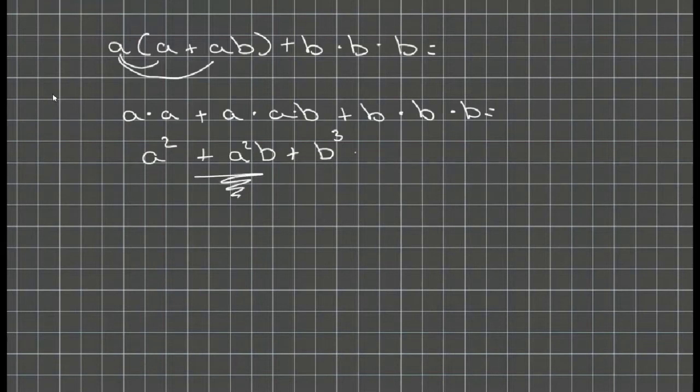This is my final answer, because a squared is not the same as a squared b, which is not the same as b cubed. So keep that in mind when you're working with letters and powers, that a is not the same as a to the power 2, and a to the power 2 is not the same as a to the power 3. I can't add these together. I just can't, because these are different terms. Just like I can't add a to the power 2 to a to the power 2b. It's a different term. The letters are not exactly the same.